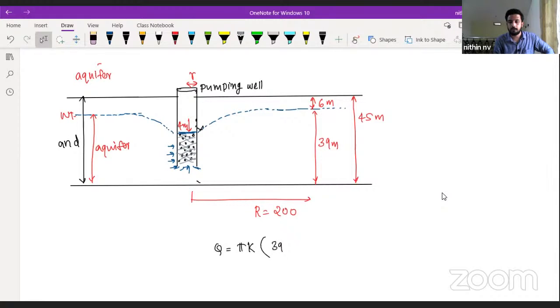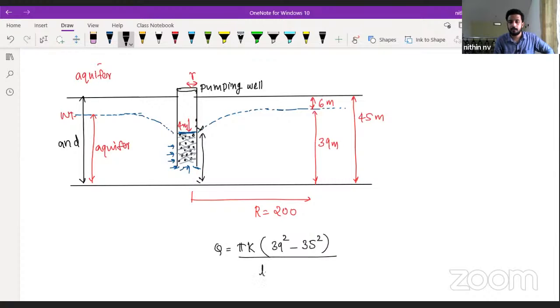So it is going to be 39 square minus. Now tell me what will be this h value? Everyone please comment. How much are you going to take? Yes, very good. Initially it was 39 height. Depression is 4 meter. So 35 square. Is it clear, everyone?